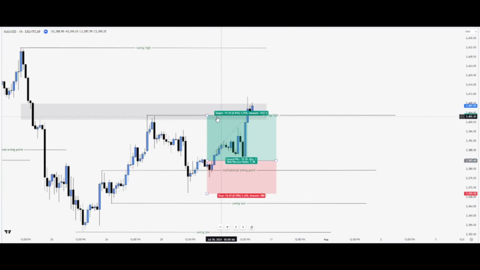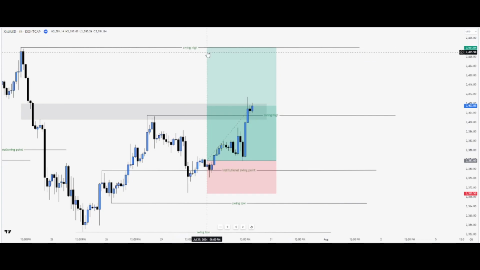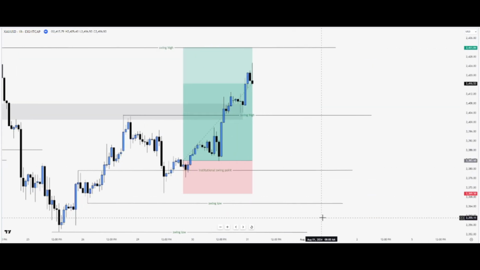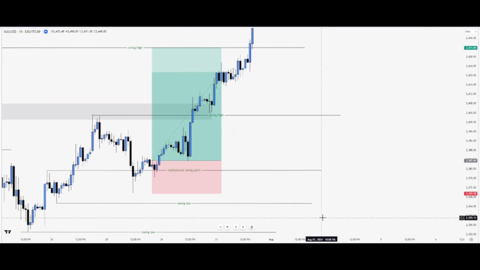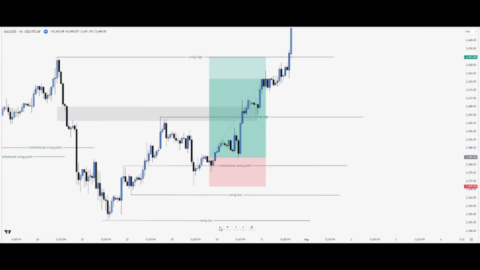So right there, we can see our price has taken out this particular first draw on liquidity, which is our first area of targets. Now let's see if price reaches for this ultimate swing high, which is our second draw on liquidity. And there you have it. So you can see our price ultimately took out this second draw on liquidity, which is our swing high.